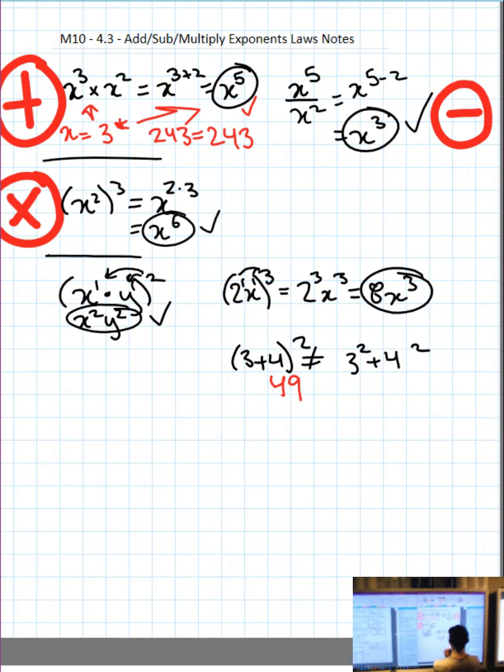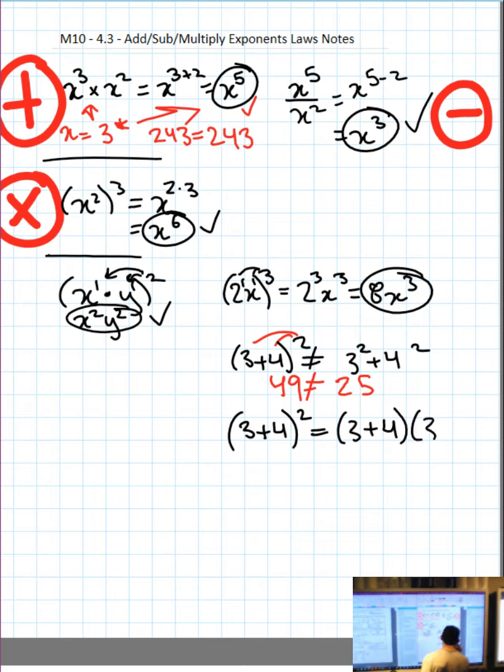Excuse me. So we cannot distribute this 2. Because if we type the question in, 3 plus 4 is 7, squared is 49. If we type the answer that we think, 3 squared is 9, 4 squared is 16, 9 plus 16 is 25, and these things aren't equal to each other. You can't do that. We know that 3 plus 4 squared is equal to 3 plus 4 times 3 plus 4, which is 7 times 7, which is 49, which is supposed to be.